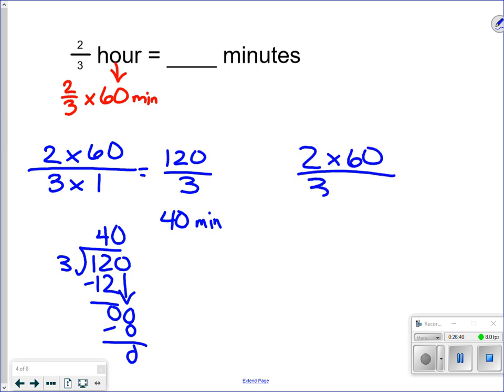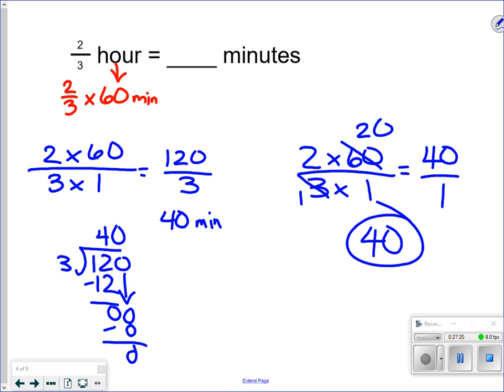2 times 60 over 3 times 1. 3 can go into 3 and 3 can go into 60. I know 3 can go into 60 because 3 can go into 6. If 3 can go into 6, it can go into 60. So 3 can go into 3 once. How many times does it take for 3 to get to 6? 2. So how many times to get to 60? 20. 2 times 20, 40. Still 40.